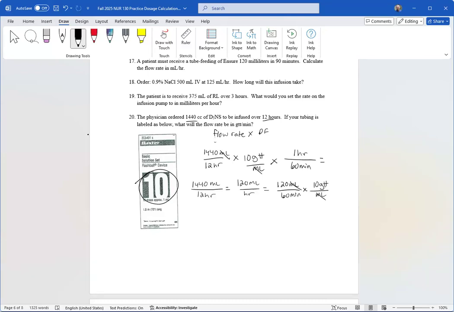Okay. Or I've had students just go ahead and convert that to minutes. So 60 times 12, I think that comes out to 720 minutes. Yeah, 720 minutes. So the other alternative way is you can just write out the 1440 ml over 720 minutes times your drop factor. Just make sure it's in minutes. That's the point of all this. I'm just showing you there's a couple different ways to get there. But no matter how you do this, you'll get 20 drops per minute.